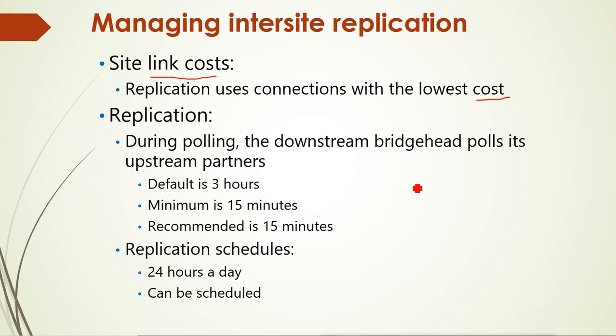Then during the polling, the downstream bridgehead polls its upstream partners by default every 3 hours, the minimum is 15 minutes, and the recommended is also 15 minutes. This is the polling, that means when it pulls the information from the other servers, it does so by default after 3 hours, or at minimum it can go down to 15 minutes, and the recommended is also 15 minutes. Replication schedules can be 24 hours, or we can schedule to whatever we want.